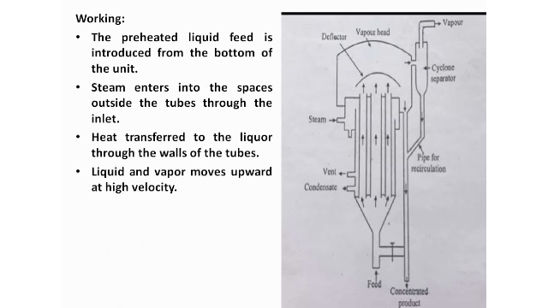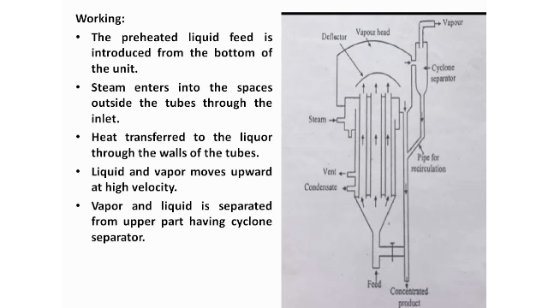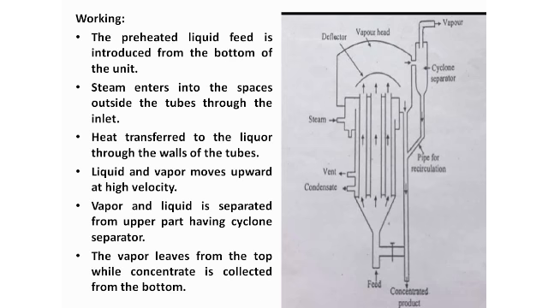The liquor and the vapor move out at a very high velocity. And then what will happen? The vapor and the liquid are separated in the upper part. If it has come out from this vent, it will get separated in the upper part, where you are going to have a cyclone separator, right? The vapors from the top will leave here, right? While the concentrated product is collected at the bottom.